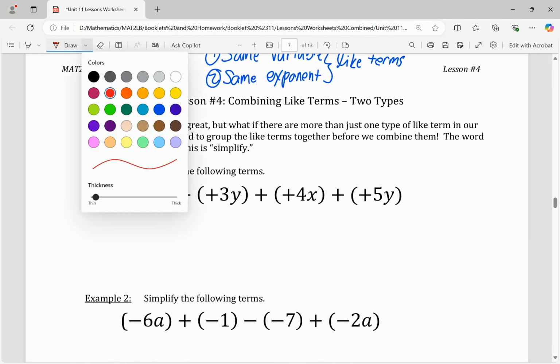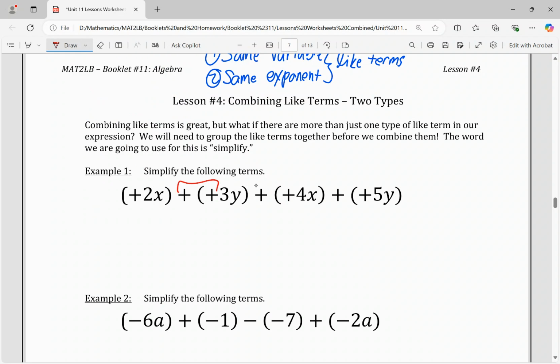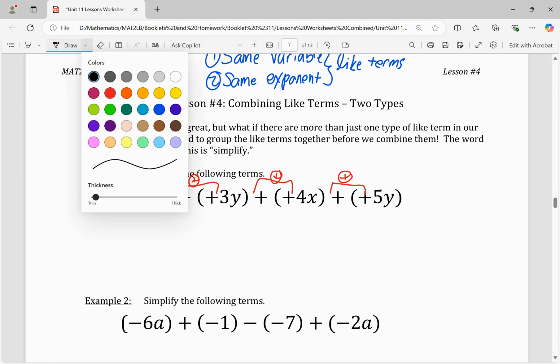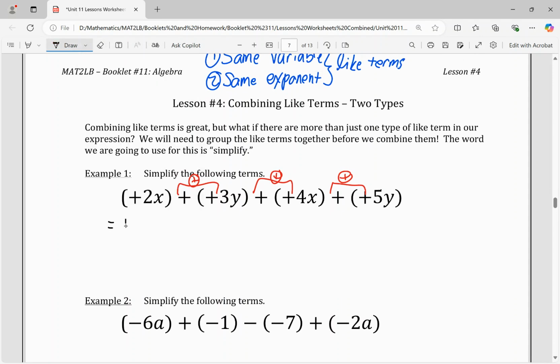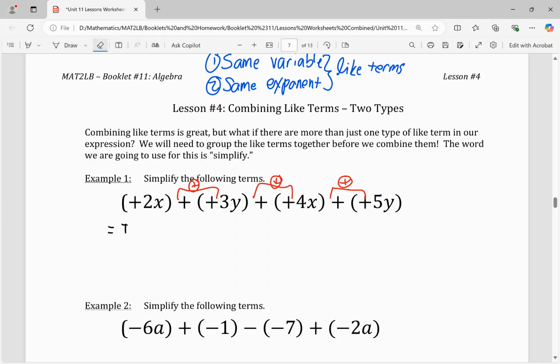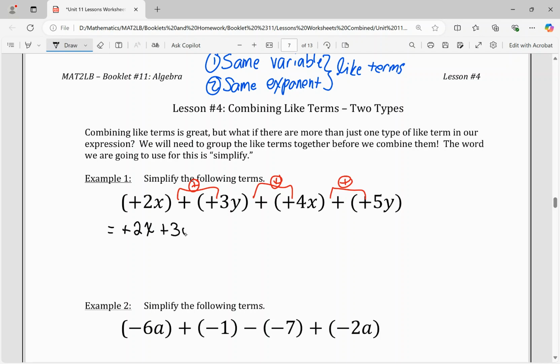Now, the first thing that we're going to do is clean up. We're going to combine these pairs of operations. All of them are two positives, so they come out to be one positive. So I can rewrite this equation as positive 2x plus 3y plus 4x plus 5y.